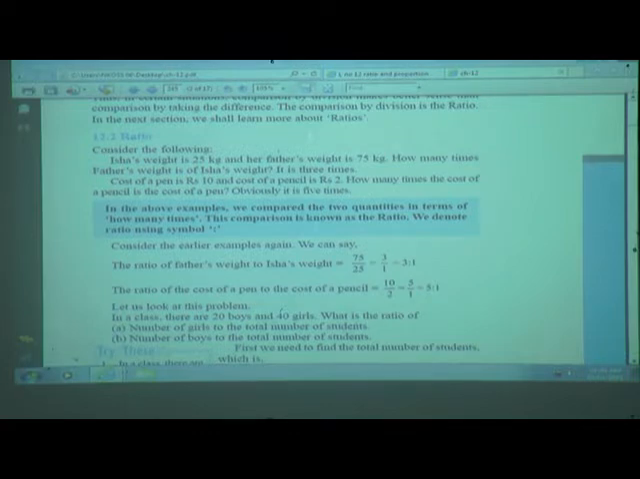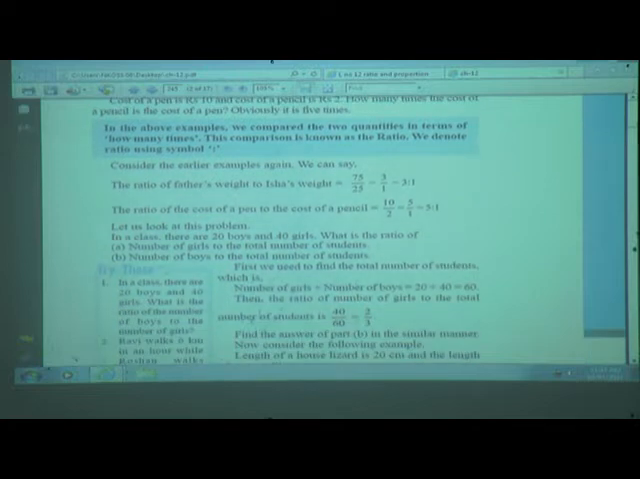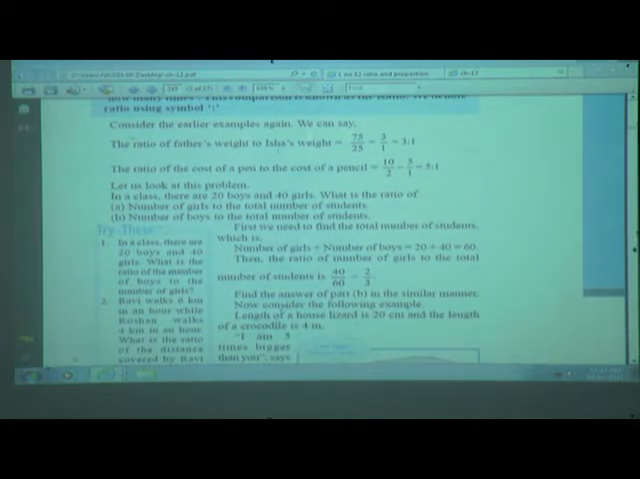In the above examples, we compared the two quantities in terms of how many times. This comparison is known as the ratio. We denote ratio by using this symbol. This symbol is denoted for ratio. This is called ratio. Let us look at a few more examples.